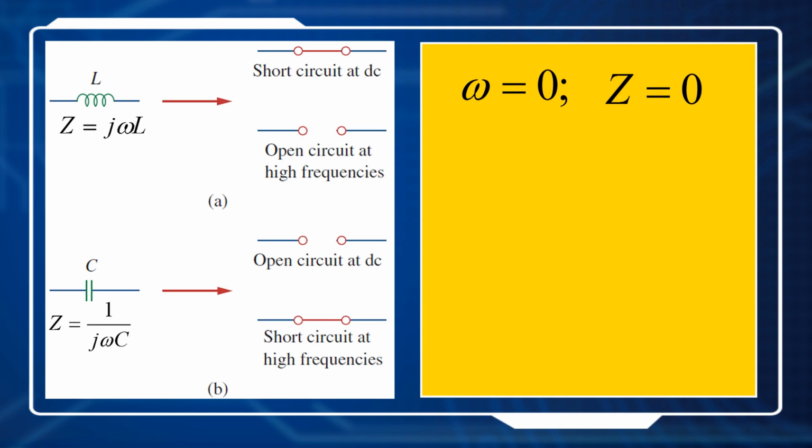While if omega is approaching infinity, then Z will be approaching infinity as well. So the inductor is an open circuit at high frequencies.